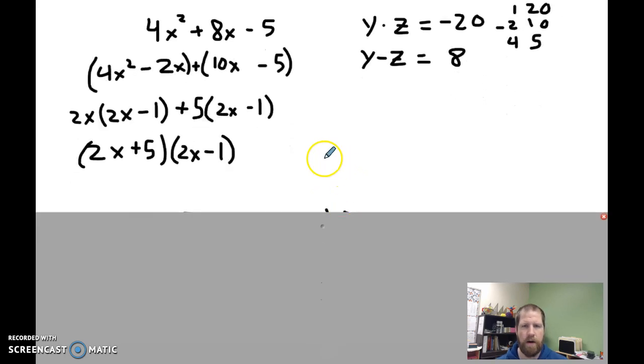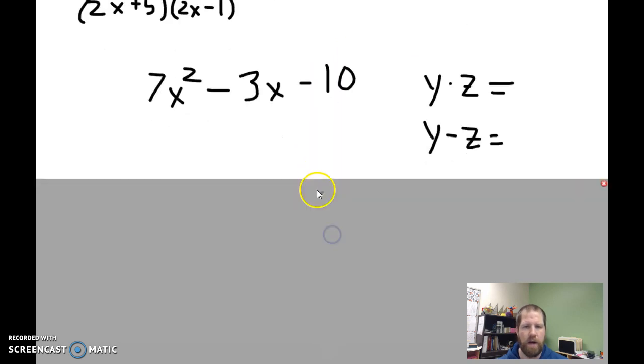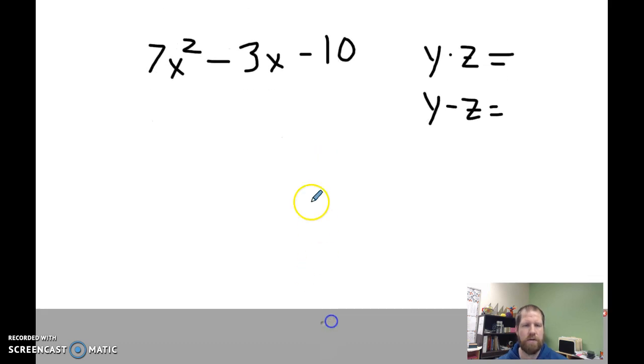Good. All right. And just to reiterate, this is our change, right? Instead of y plus z, when we have that negative 5, that negative last term, we need to have y minus z. Okay, we need to figure out the difference of those two numbers. All right. So now let's do one more example. So 7 times negative 10 is negative 70. And I've got negative 3. Okay, I don't have to worry about this negative right now. I know that my two terms are going to be 3 away from each other.